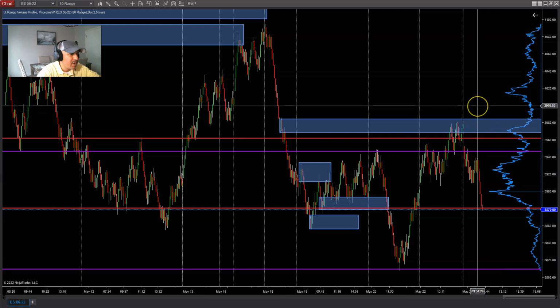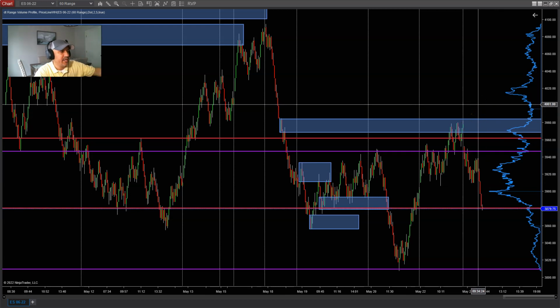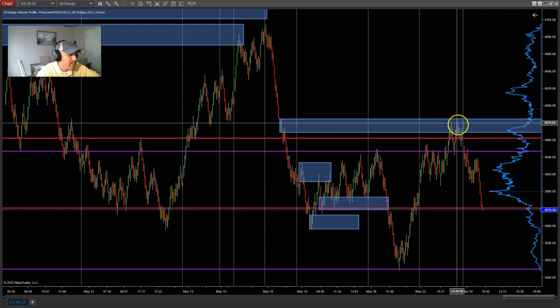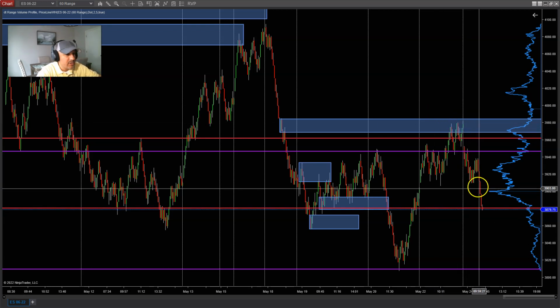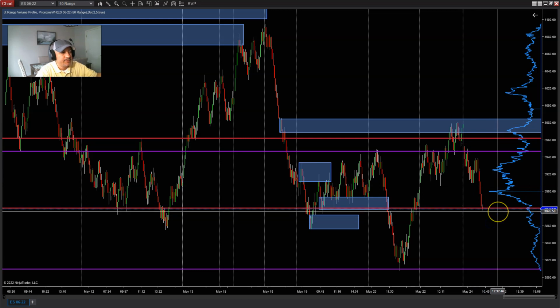So that's kind of how price moves. I'm not saying it always does that in every instance, but most times that's how it moves. So yeah, we tested a supply zone and price is pushing lower right now. So let's see what price does today.